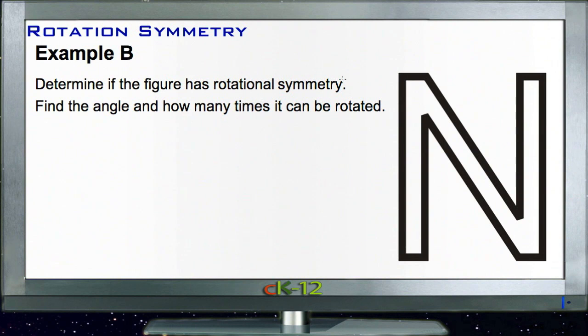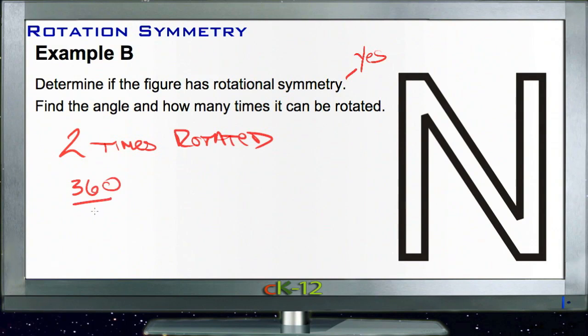So yes, it does have rotational symmetry. But the angle is going to be based on the number of times it can be rotated, which is 2 times. And we figure out that angle, 360 divided by 2, gives us 180. So it has a 180 degree angle of rotational symmetry. And we only get 2 rotations to actually meet that rotational symmetry requirement.